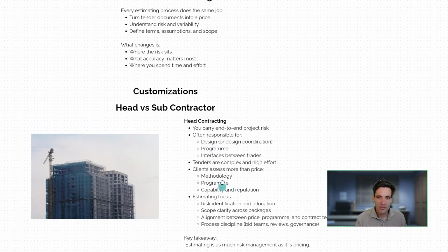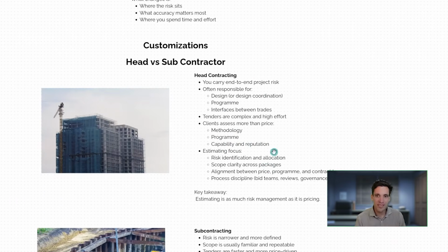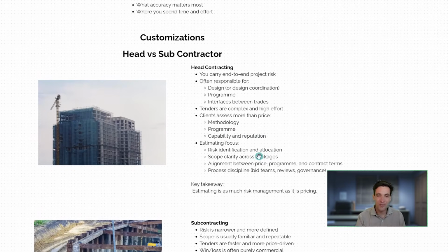I'm also going to try and keep this super brief because I think most of these insights are relatively intuitive. And when you actually start going through the estimating process, you're going to see that it is fundamentally different for different types of businesses. The first key customization will be whether you're a head contractor, signing the contract with a project developer, or whether you're a subcontractor negotiating and signing a contract with a head contractor.